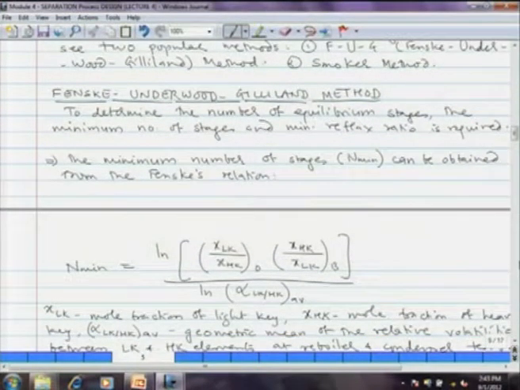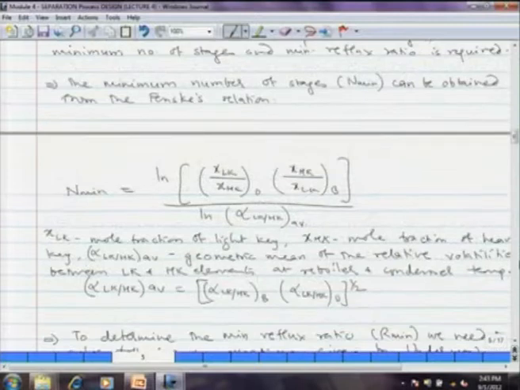To determine the number of equilibrium stages, the minimum number of stages and the minimum reflux ratio are required. The minimum number of stages, N minimum, can be obtained from Fenske's equation. N minimum is equal to ln of x Lk divided by x Hk in the distillate, times x Hk by x Lk in the bottoms, divided by ln, the log of alpha, the relative volatility between the light key, that is Lk, and heavy key, Hk, component. Exactly the same expression you have derived in the mass transfer operations course for a binary mixture.